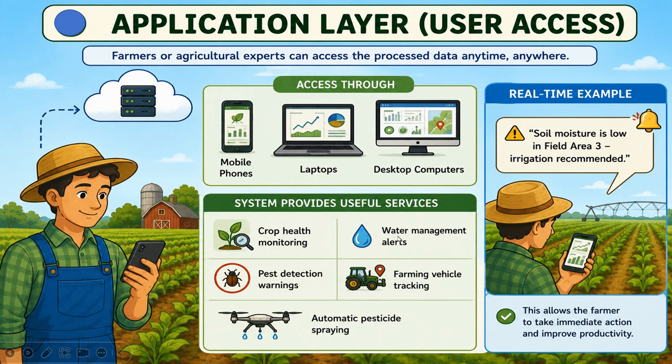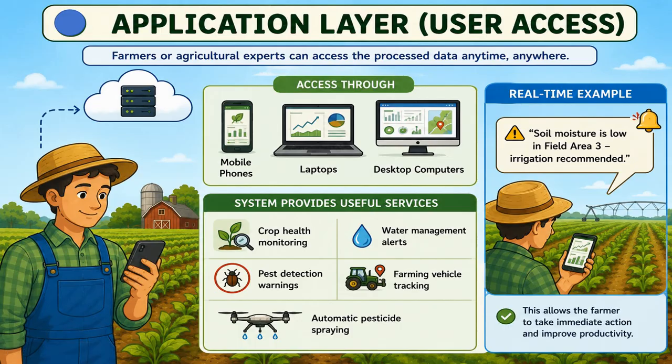Then you have water management alerts. Here it informs the farmers when irrigation is needed and helps prevent both overwatering and underwatering. Then next is the pest detection warnings. Here, using the sensor data and AI analysis, the system can detect conditions that may lead to pest attacks and send warning messages.